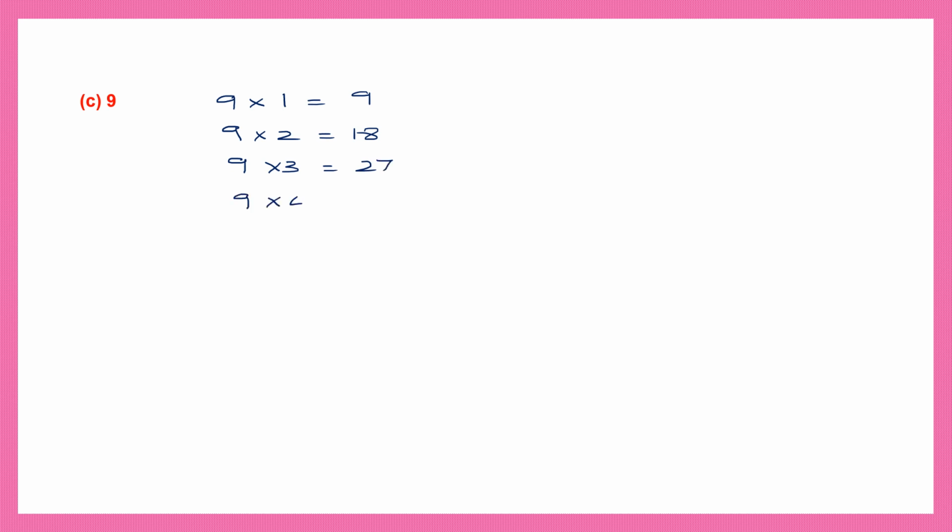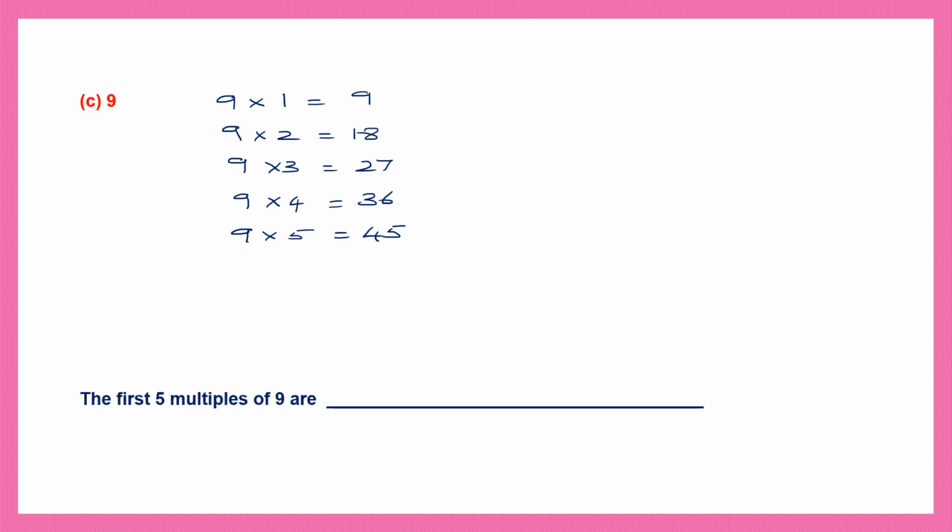9 fours are 36. We have to write 5, isn't it? So one more, 9 fives are 45. So what are the first 5 multiples of 9? 9, 18, 27, 36 and 45. So we'll write that. So 9, 18, 27, 36 and 45 are the first 5 multiples of 9.